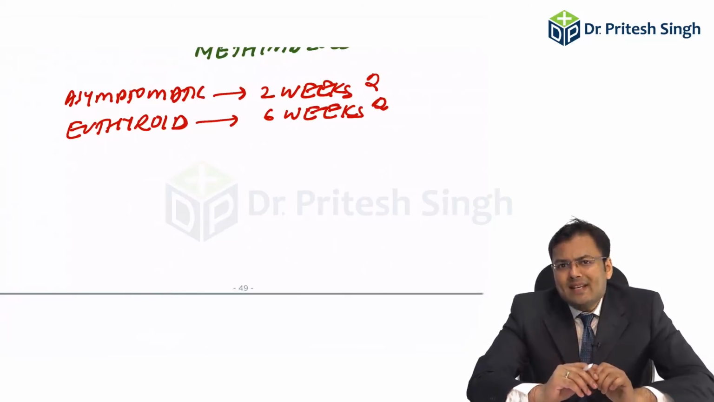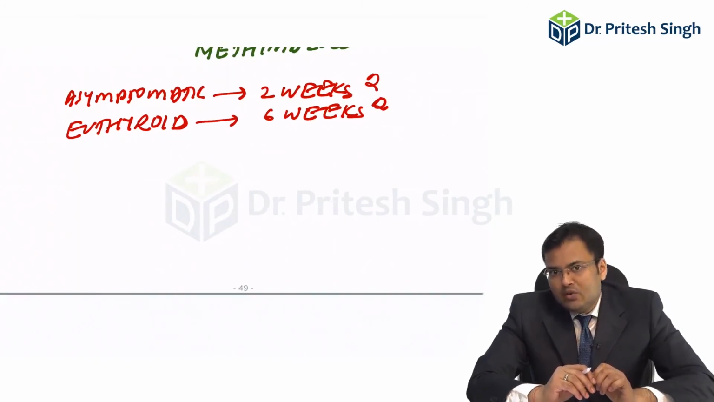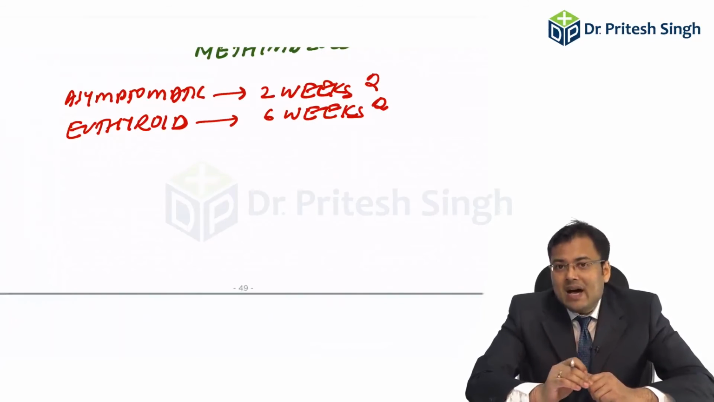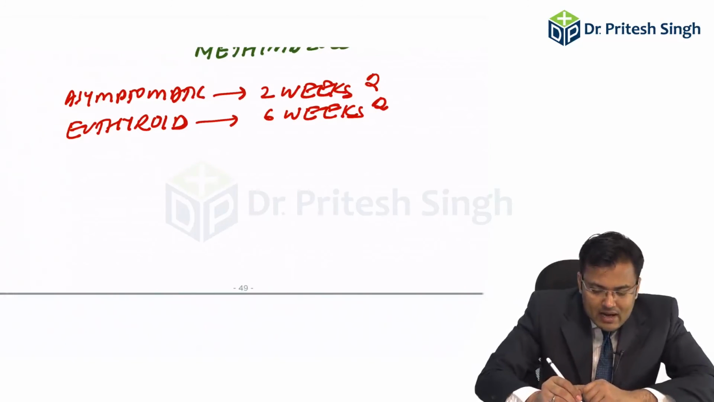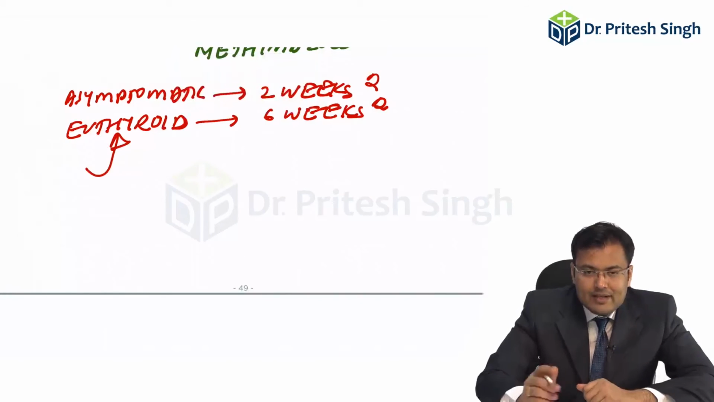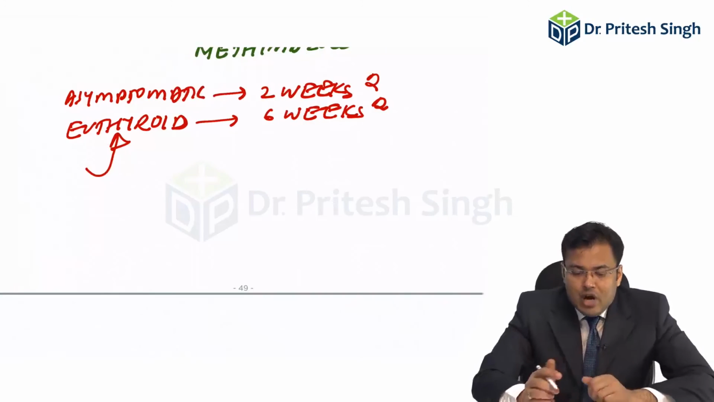What is the problem with antithyroid drugs? You cannot continue them and it's not a definitive treatment. Why? Because the moment you stop antithyroid drugs, there is recurrence. So what's the main role of antithyroid drugs? These are given to prepare the patient for surgery or definitive treatment. It means these are given to make the patient euthyroid. After that, there are definitive treatment options.